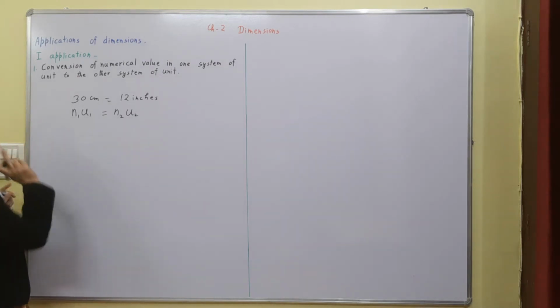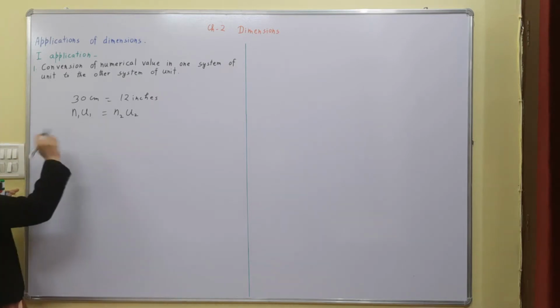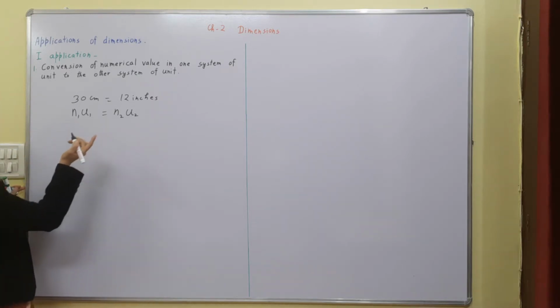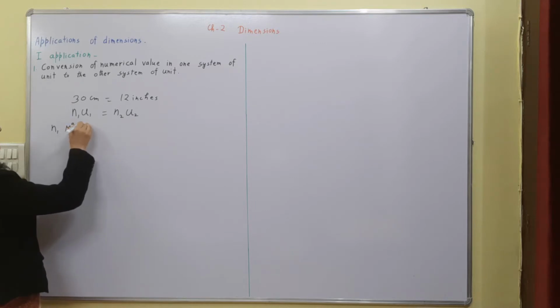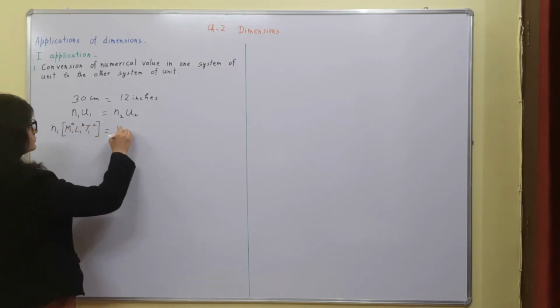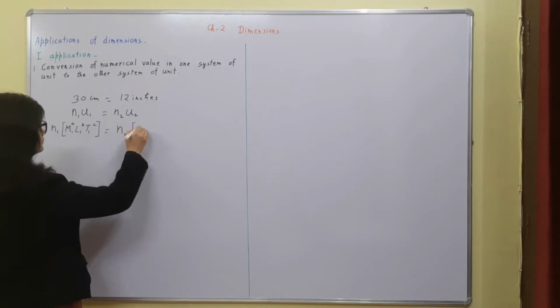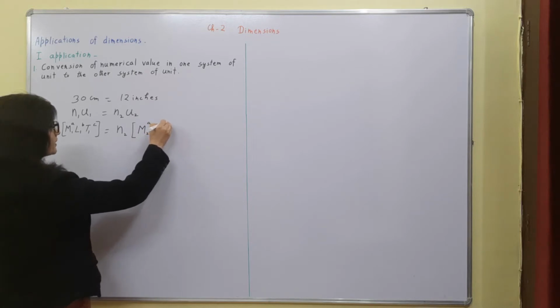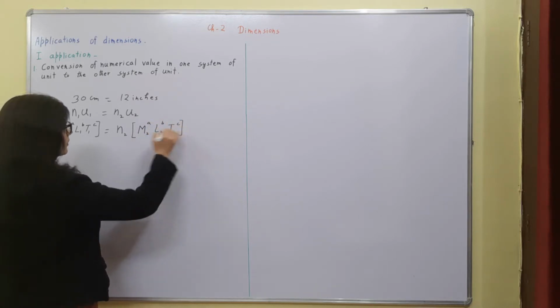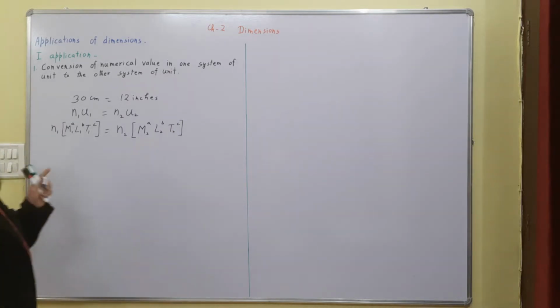And we know that we can write the dimensions using units. So your dimensions will be written in terms of M, L and T. So we can write here n1 m1 to the power a, l1 to the power b and t1 to the power c, right, is equal to n2 m2 to the power a, l2 to the power b and t2 to the power c. Why? Because the dimensions in both the units will be the same.